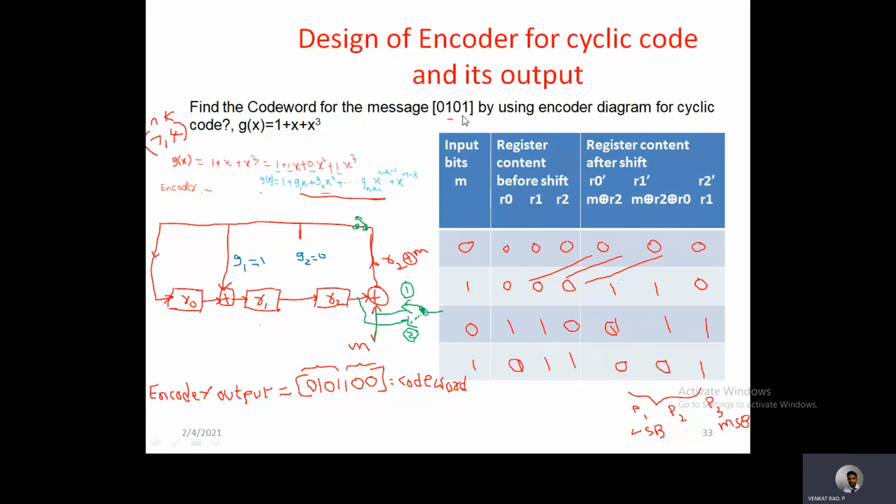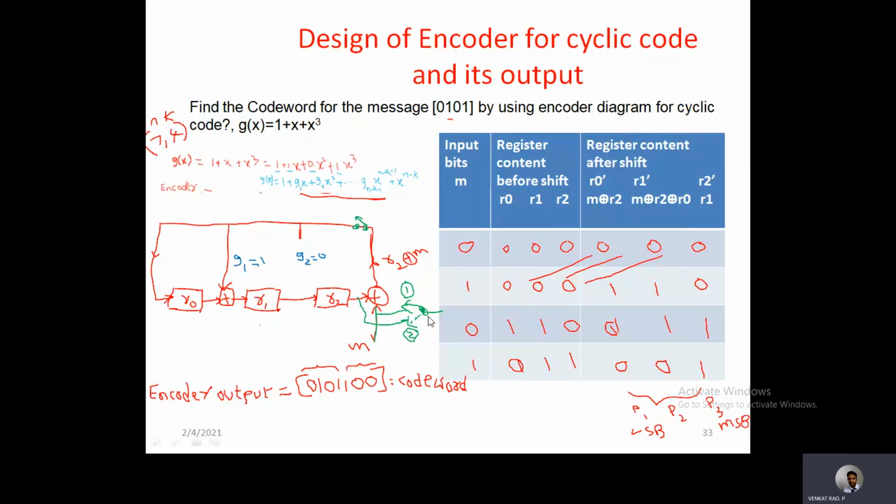Again, the last input bit is 1. So this will be considered as the previous values here, 0, 1, 1. So the final contents of the flip-flops are: R0 dash is equal to M XOR with R2. So 1 XOR with 1, that is 0. Next, these 3, again 0. And R2 dash is equal to R1. So that is 1. So finally, observe that 0, 0, 1 are the contents of these 3 flip-flops after all the shift operations coming from the message bits.